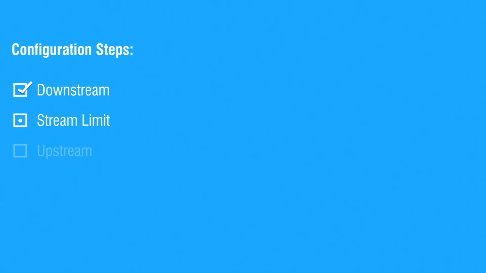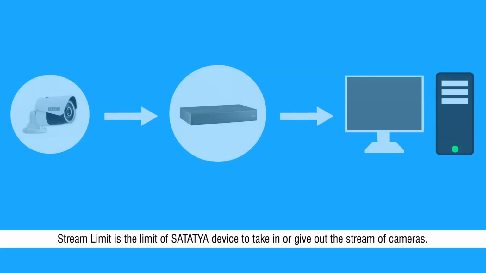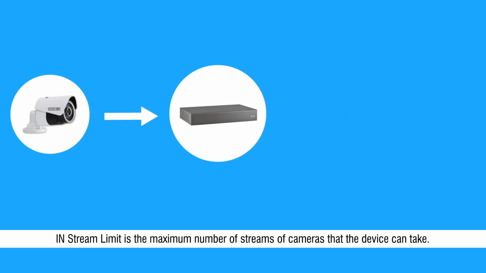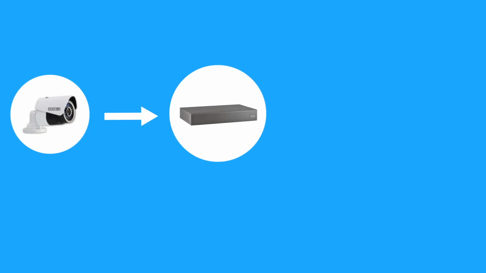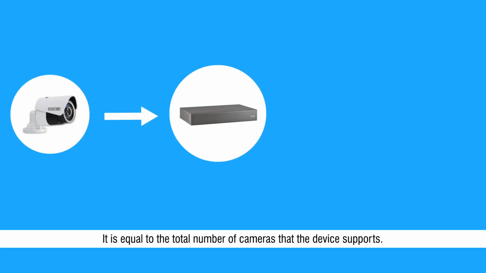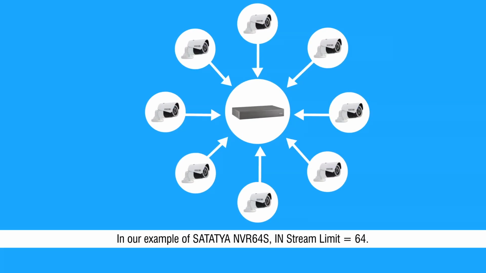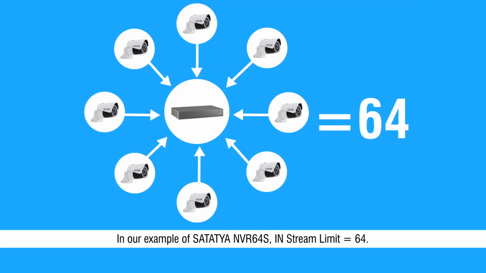Let us understand about stream limit. Stream limit is the limit of Satatya device to take in or give out the stream of cameras. In-stream limit is the maximum number of streams of cameras that the device can take. It is equal to the total number of cameras that the device supports. In our example of Satatya Nvr64S, in-stream limit is 64.